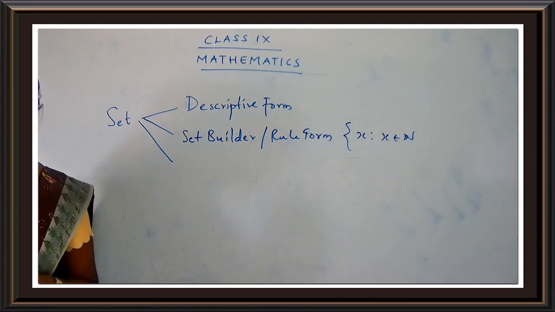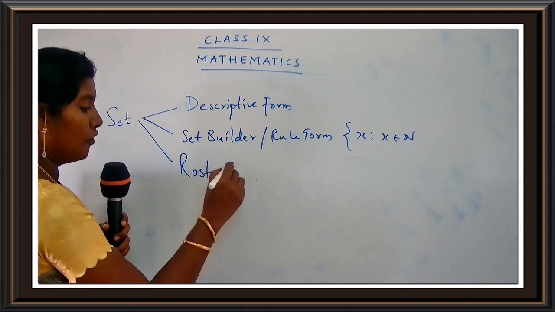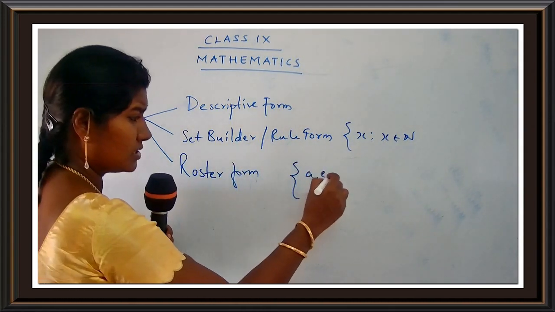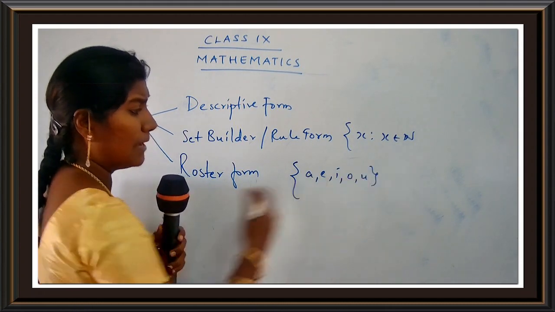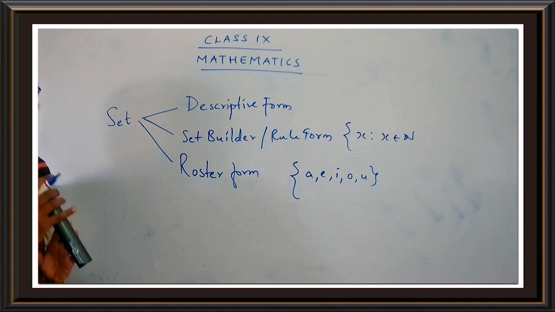And then we saw about the roster form. Roster form is the form where you list out all the elements. You have all the members. So this type of representation is called a roster form. So we have seen 3 different ways of representation of a set.